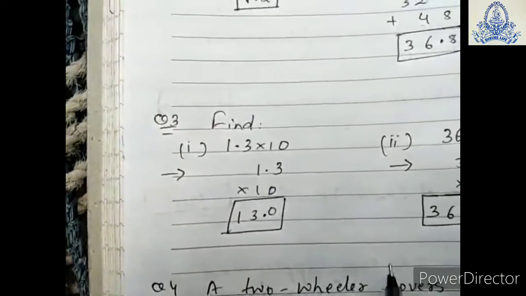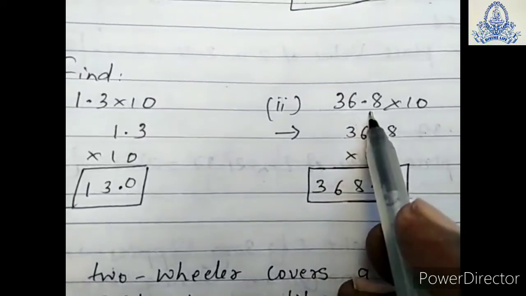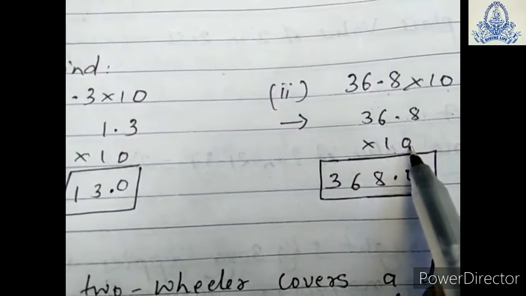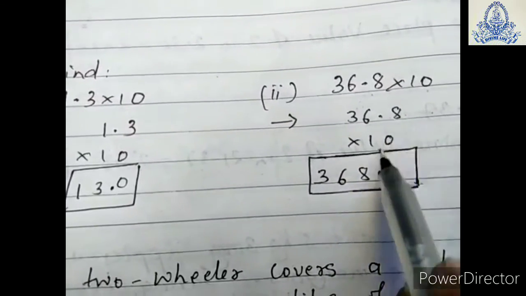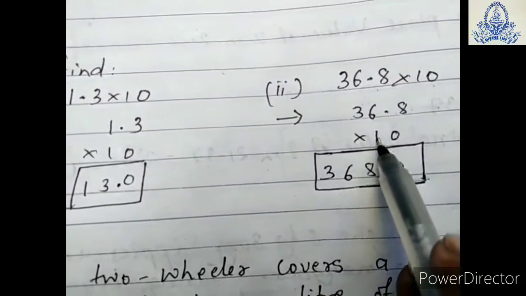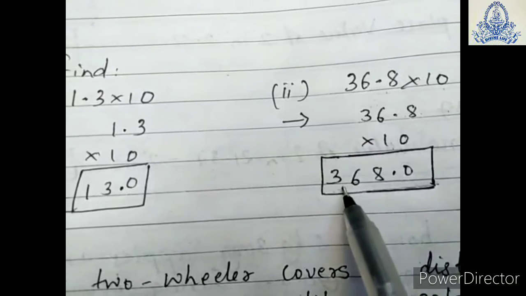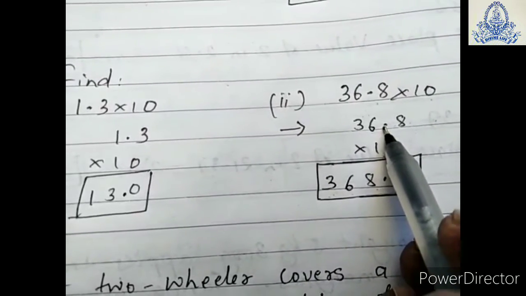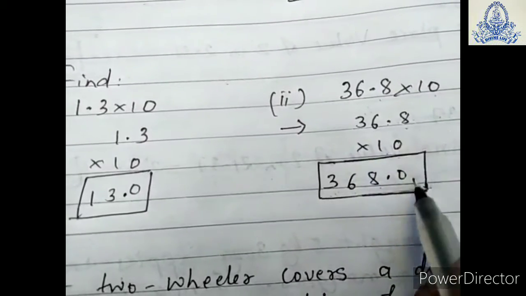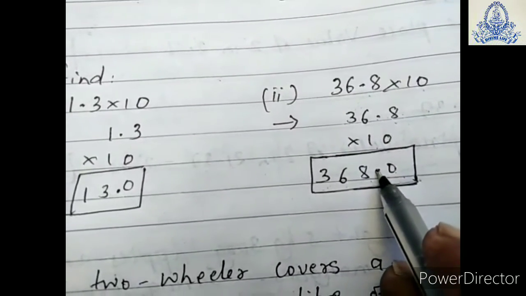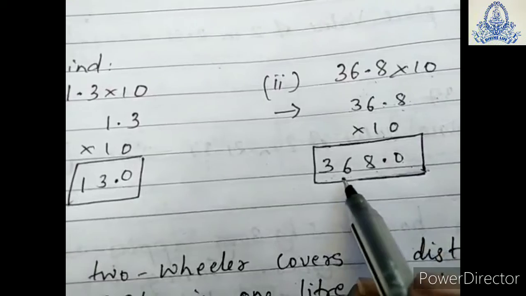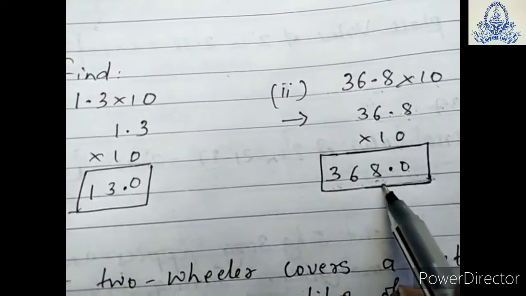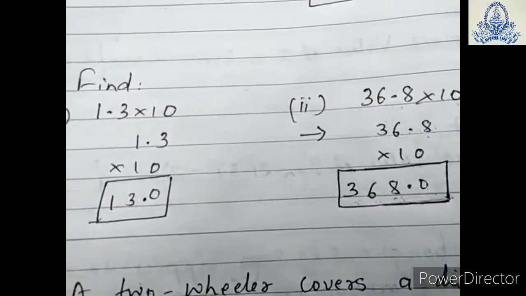Same way, the next question, 36.8 multiplied by 10. We will multiply by 10, 0 0 we will take. 1 8 is 8, 1 6 is 6, 1 3 is 3. So we got 3680, but after the decimal point we have one digit, so we will put a decimal point before one digit and we get the answer 368, or you can say 368.0.